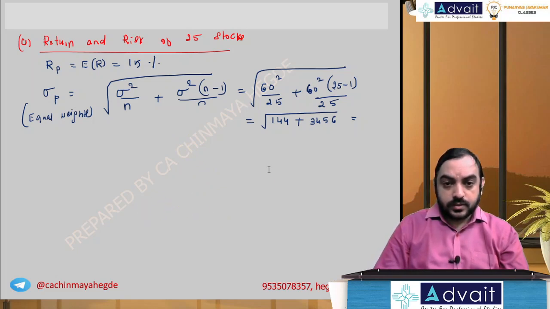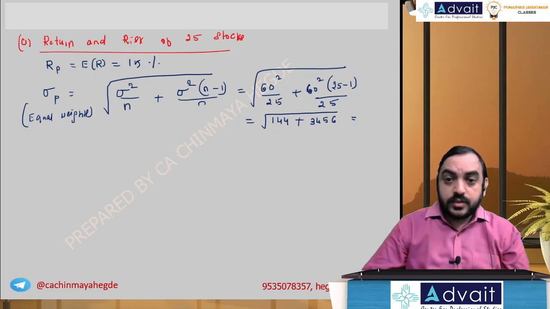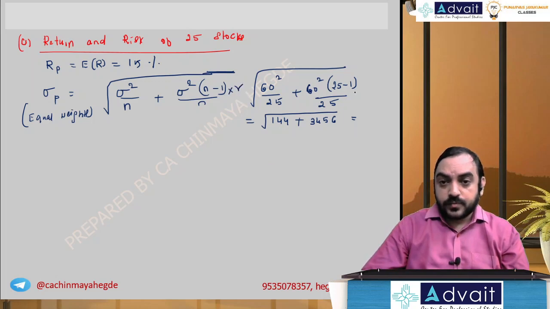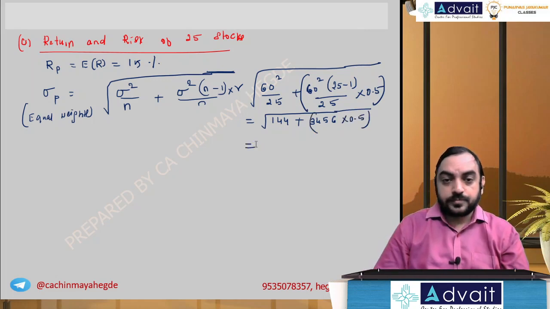Sorry, into 0.5 is also there. You should do it into R. Correlation also you should consider, into R, into 0.5. The correlation coefficient is 0.5, I think. So 3456 into 0.5. Square root gives 43.27.